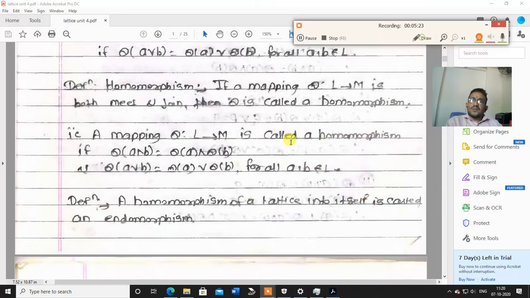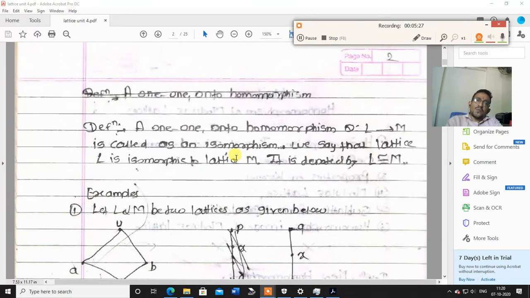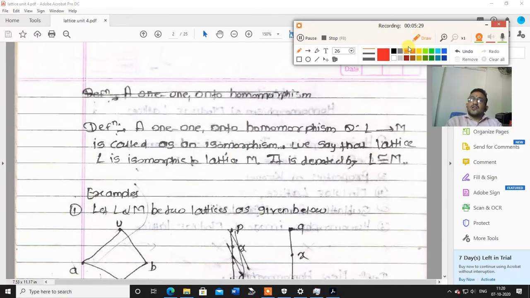Then we come to the definition: what is the isomorphism of lattice? What is meant by isomorphism? A one-one onto homomorphism theta from L to M is said to be an isomorphism, where L and M are two lattices.